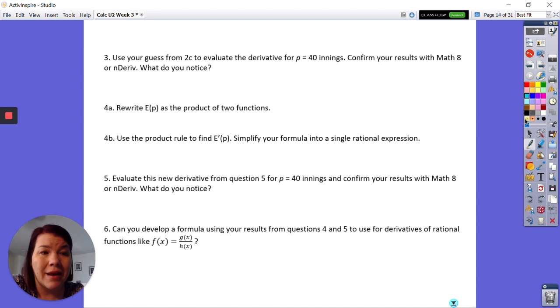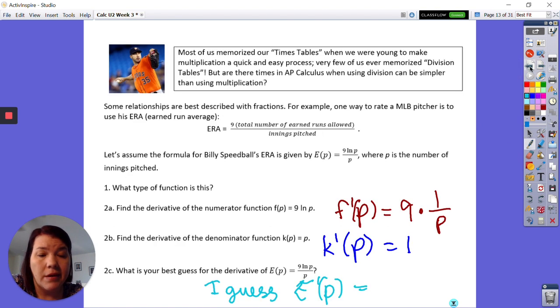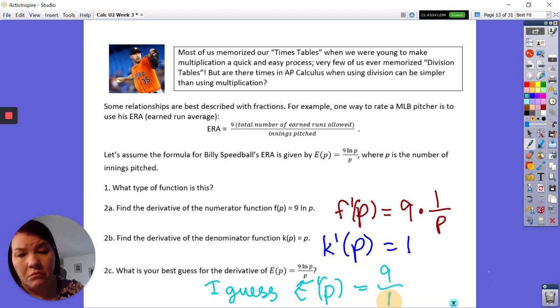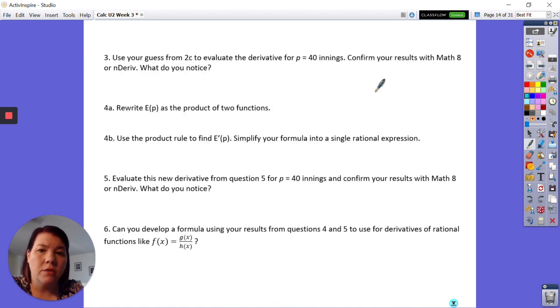I guess I better make something up. I guess 9 over P, because the denominator is only 1, so it probably doesn't come into play that much. I just guess the numerator and the denominator run away. That's my guess. Let's evaluate the derivative if you pitched 40 innings, a total of 40 innings.